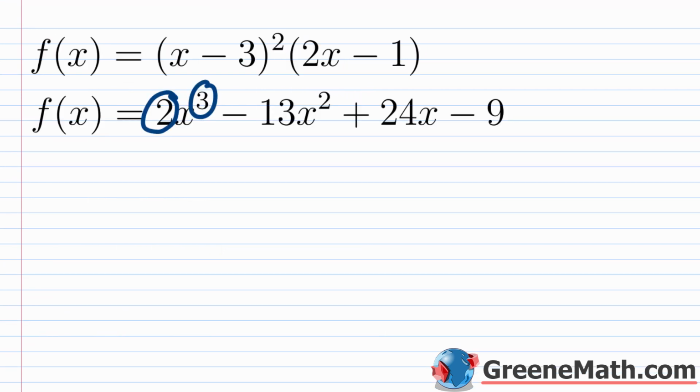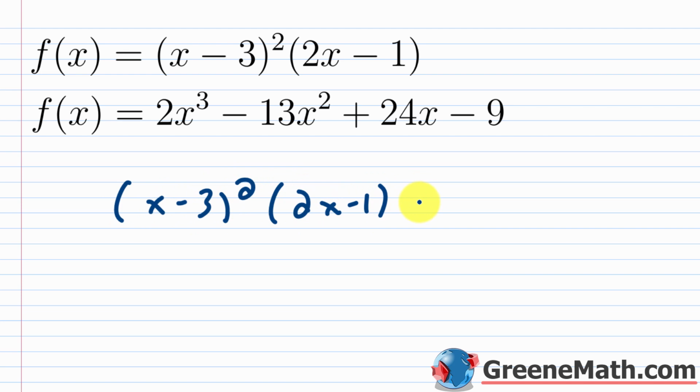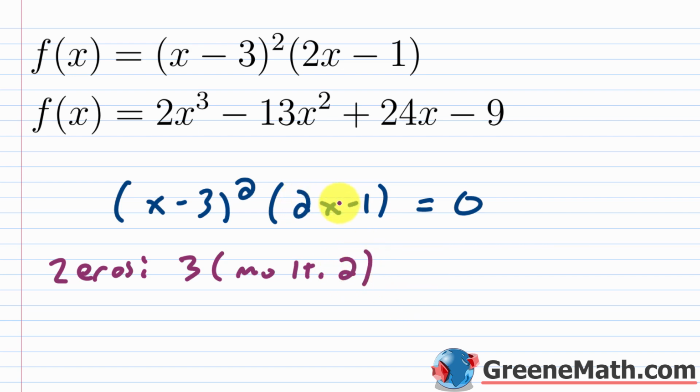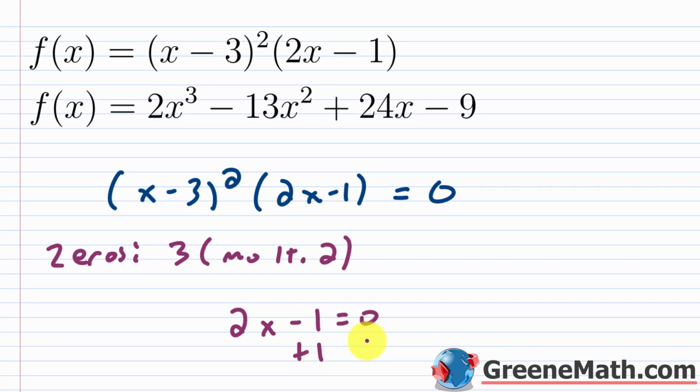We need to get the x-intercepts. And again, for that, you're just going to say (x minus 3) quantity squared times (2x minus 1) is equal to 0. Well, one of your zeros is going to be 3 with a multiplicity of 2. So let me write the zeros here. You're going to have 3, and then the multiplicity is 2. And then the other one, you set 2x minus 1 equal to 0. So 2x minus 1 equals 0. Add 1 to both sides of the equation. This cancels. You get 2x is equal to 1. Divide both sides by 2. This cancels. You get x is equal to 1/2.